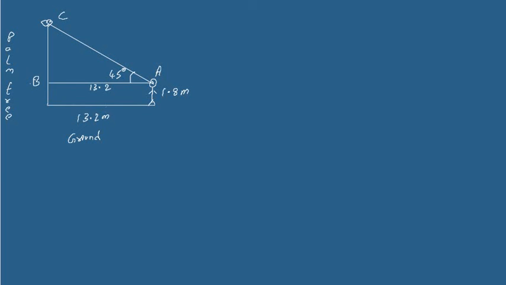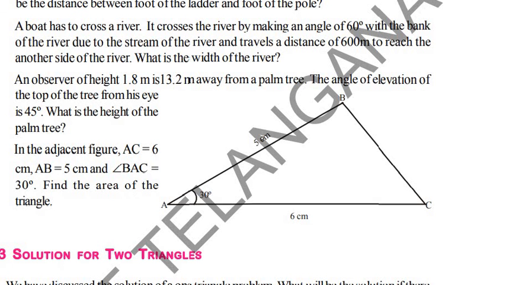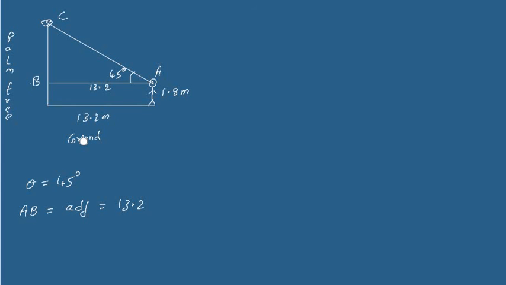So what is given? The angle given is 45 degrees. Very good. AB is given, the adjacent side, that is 13.2. Now they may ask the height of the tree. What is the height of the tree? Now we will first find BC. BC is the question mark. What is this, opposite? What do you use?